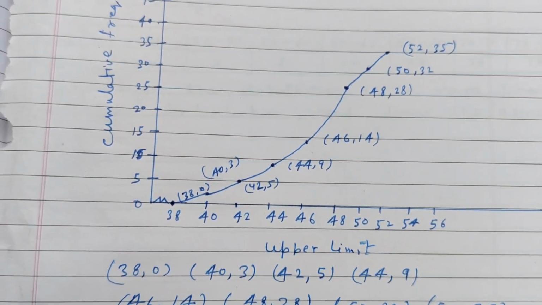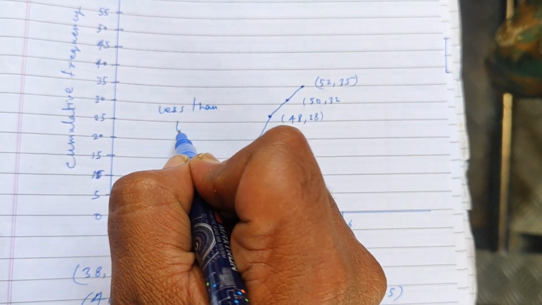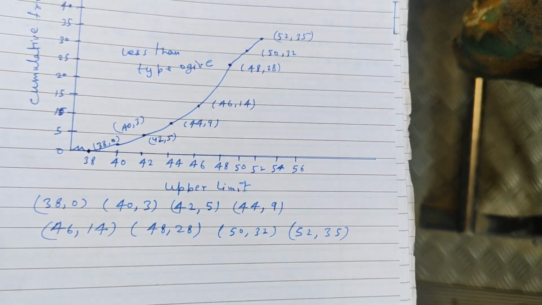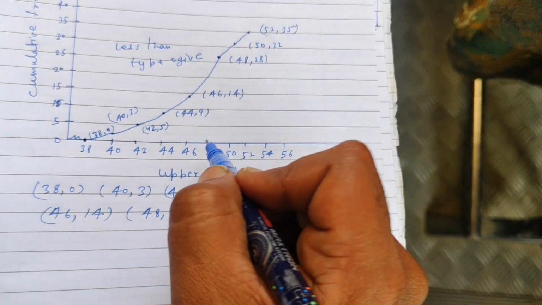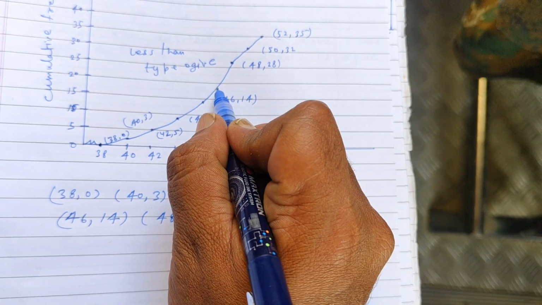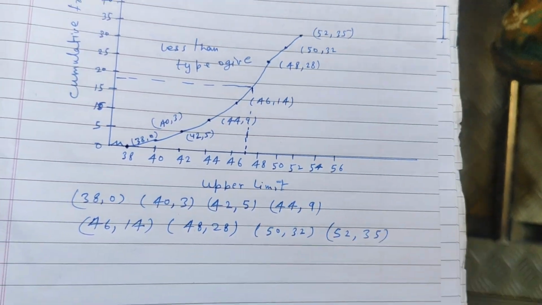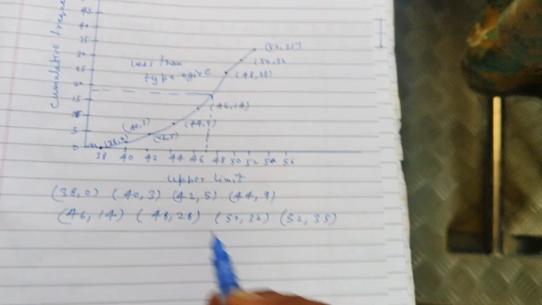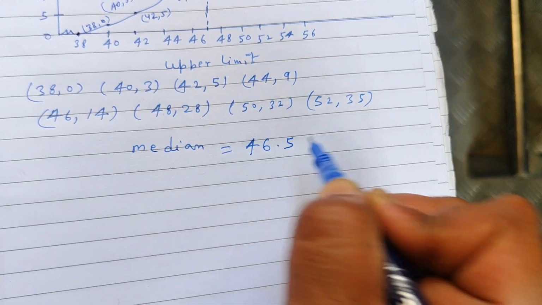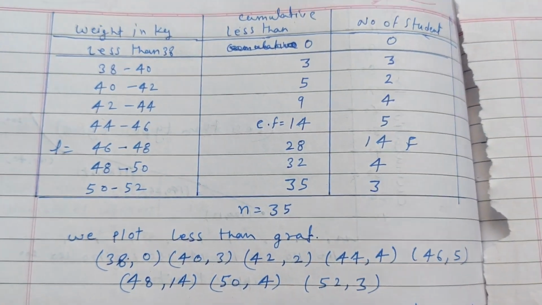We make the less than type ogive, and the median is 46.5 at this point. So here the median is 46.5. So we make question number 2 very easy.